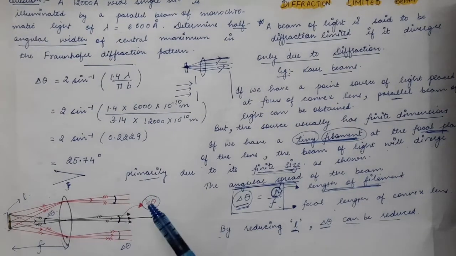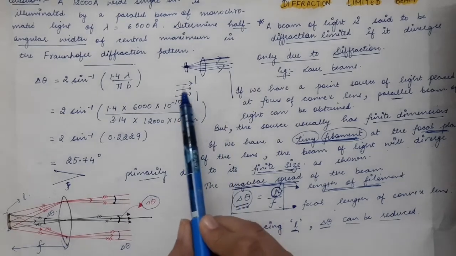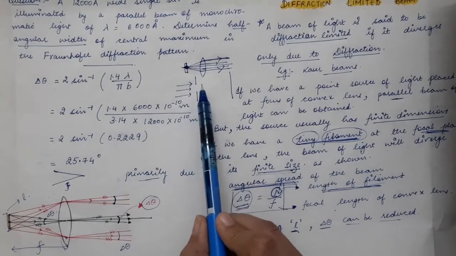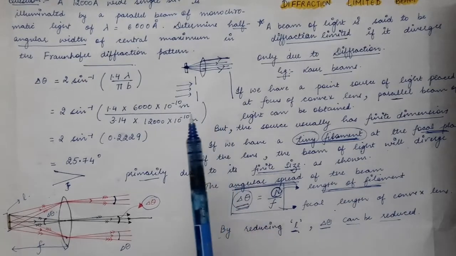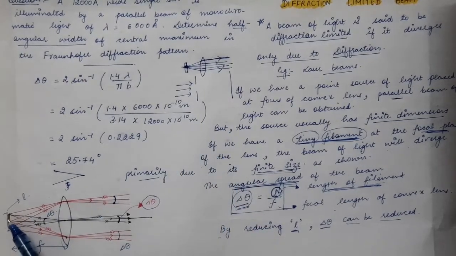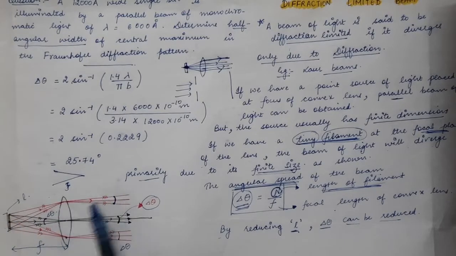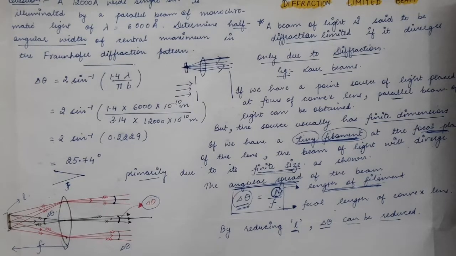Now the beam gets diverged due to the length of the source. The beam also gets diverged due to diffraction. As we had seen, when light falls on a slit, the light beam gets diverged in all directions. Similarly, the light falling on the convex lens from the point source will also get diverged in all directions. So there is divergence in the beam due to diffraction. Now we are going to derive the formula of the angular spread due to diffraction.